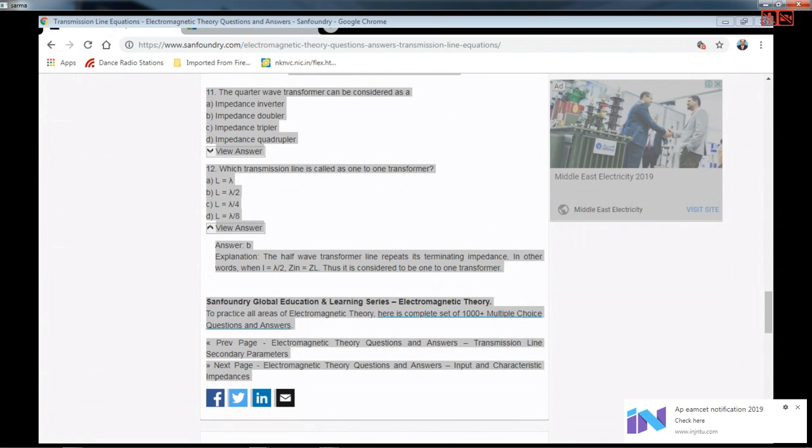If S is 1, we are in a very happy situation, that is the matched condition. All the power from the source will thoroughly get transferred onto the load without any reflections. If the value of S is other than 1, anything higher than 1, then it indicates a mismatch condition.